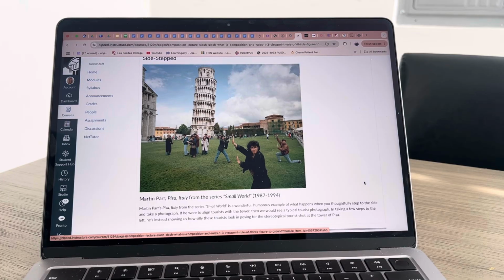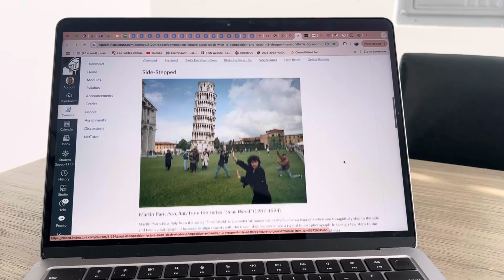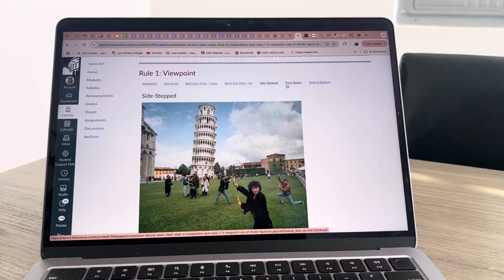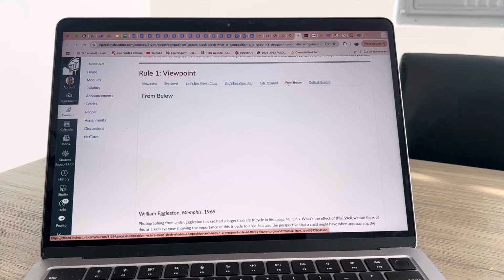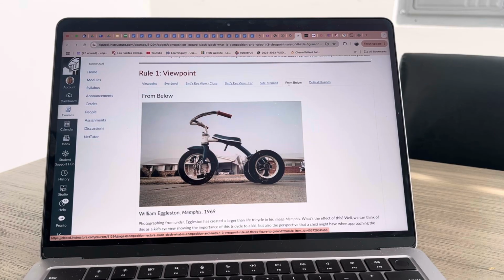And I have one of these. That is so funny. I love it. From below. Oh, Jennifer has taught me these shots.